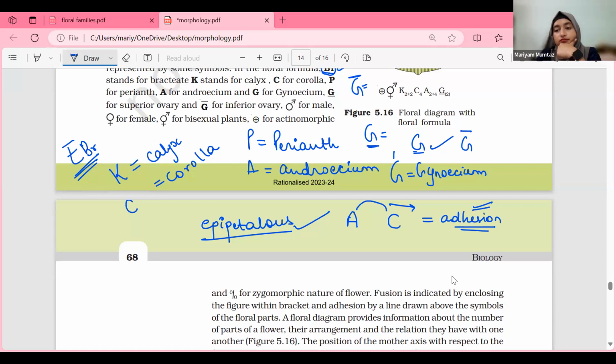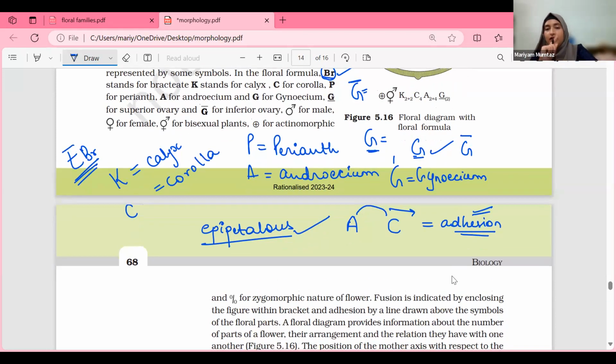Ma'am, is there no symbol for perigynous? Perigynous, no. There is no such symbol. And the family which has the perigynous, they would just say that perigynous thing is there. Okay, but there is no such symbol for it. And even though it is inferior only, right? It is half inferior, but it is inferior only. So I think the inferior G symbol will be used. Understand?